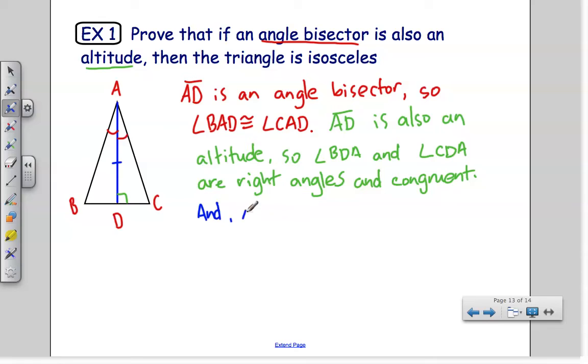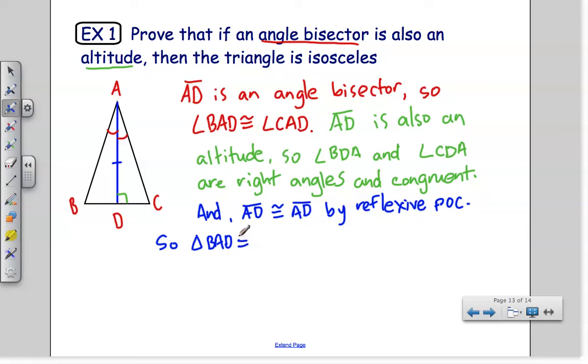So side AD is congruent to itself. That line segment is congruent to itself by the reflexive property. I guess this is the only one I'm really explicitly stating the reason for. So I can list the congruent triangles. I can say triangle BAD is congruent to triangle, and I gotta name the other one correctly. If I do BAD, I should do CAD. By what reason? Well, we have angle, side, angle, right angle, side angle, by angle, side angle.